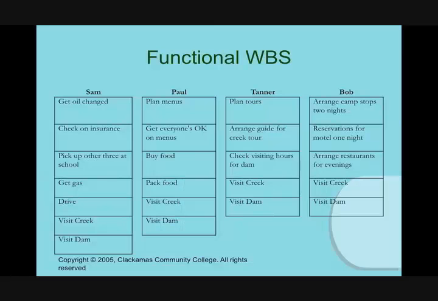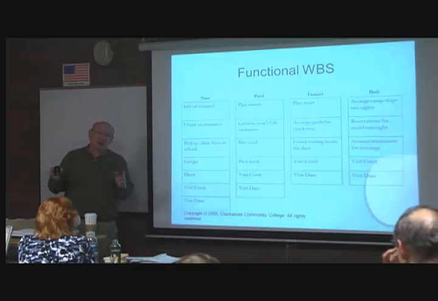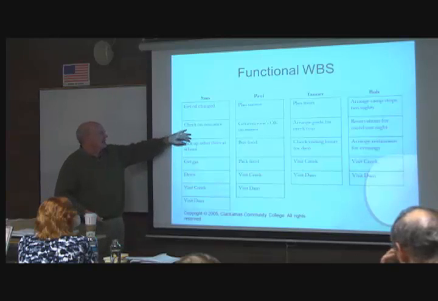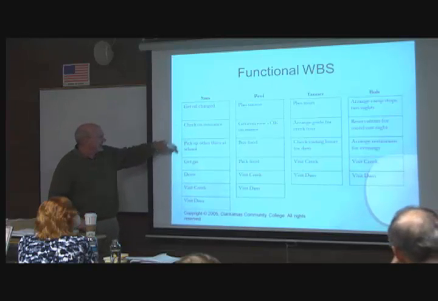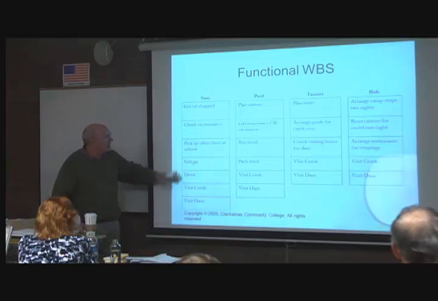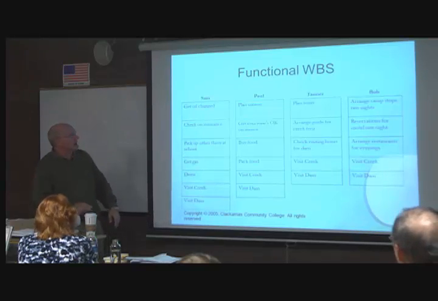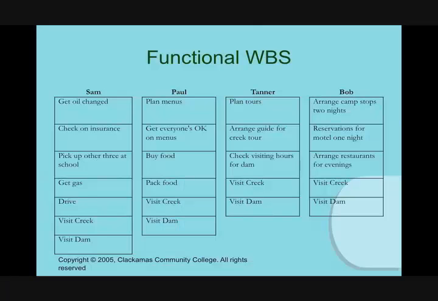Bob did. So they were going to go up the river, and they decided to do a functional work breakdown structure where Sam had responsibility to do all the car stuff. It was his car. And it must not have been much of a car because they wanted him to prove that he had insurance and all this. So he was doing anything related to the cars. Paul was doing all the food stuff. Tanner was doing all the arrangements and tours and things like that.